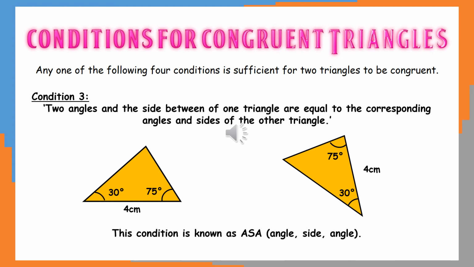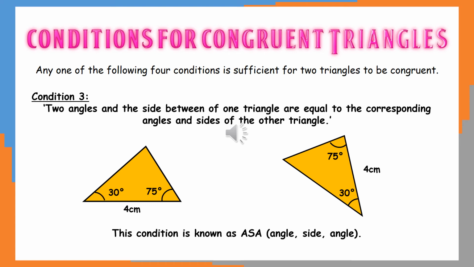Condition 3. Condition 3 states that if two angles and the side between them of one triangle are equal to the corresponding angles and side of the other triangle, then the two triangles are congruent. If we have two angles and the side between them corresponding to the two angles and the side in the other triangle, the two triangles are congruent.